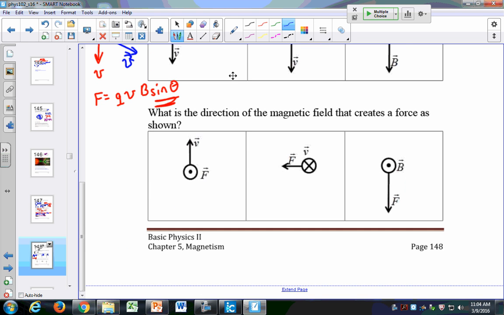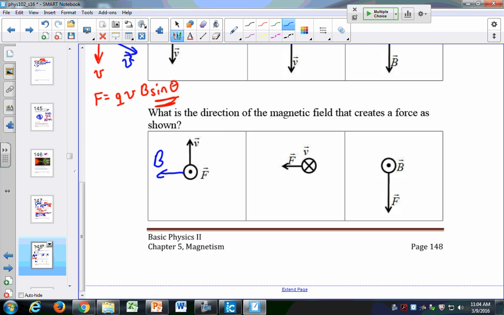These are sort of similar to what we were doing before. The direction of the magnetic field that causes this force. I'll do this first one for you, then you can try the other two. Here, it's just sort of the right hand rule, but backwards, remembering that your fingers go in the direction of V, and your thumb goes in the direction of F. So the magnetic field, then, is in this direction. So it's to the left on this one. Y'all try those other two.